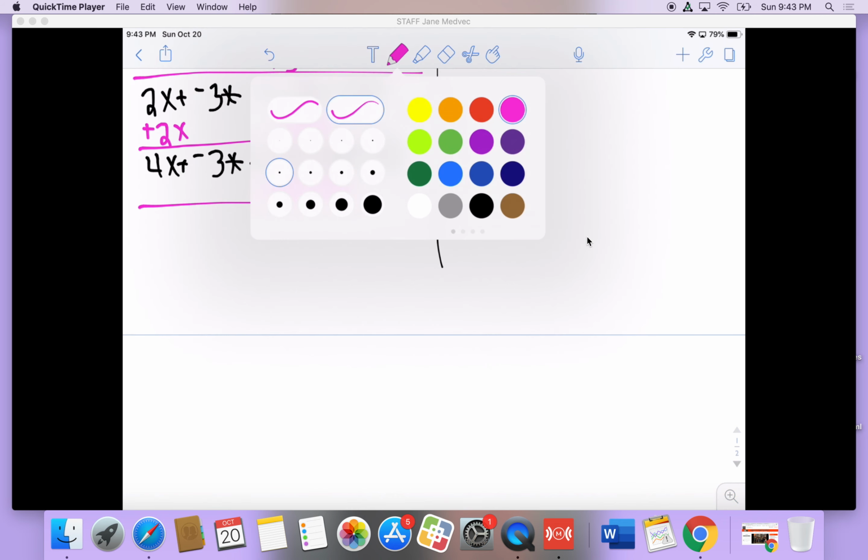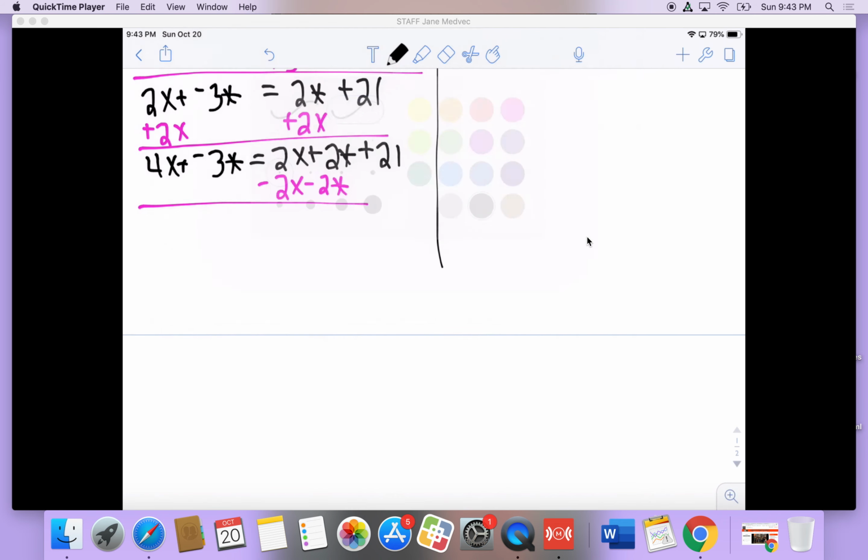Come a little further down. 4x plus a -3 star equals 21. Now, a little bit of a problem here. What some students will want to do is go, oh, I want to get rid of that 3 star, so I'm going to go -3 star minus 3x. You can't do that. The reason why you can't is because this is a -3 star. You can't subtract something that's already a negative. So that's going to be a problem for us here. So I think what I'm going to do is add a 3 star to both sides, just so I can get rid of that negative.